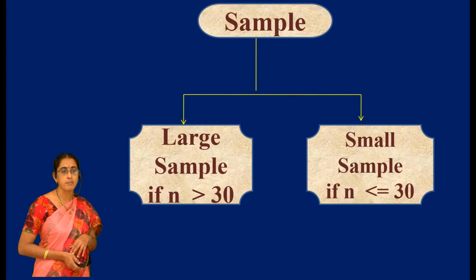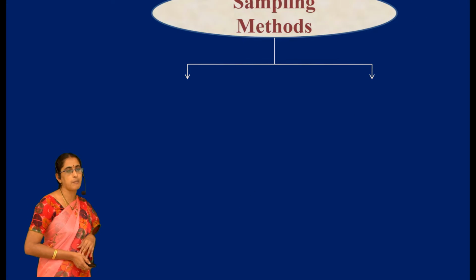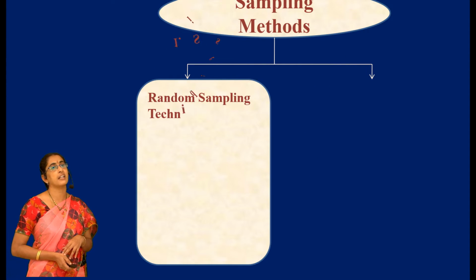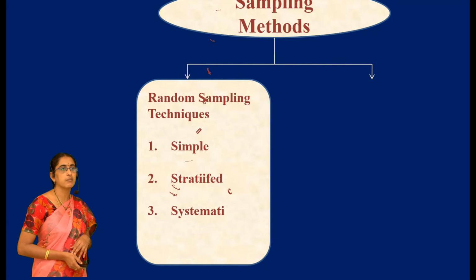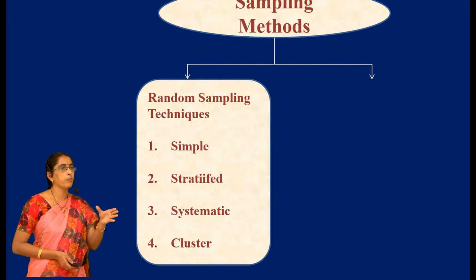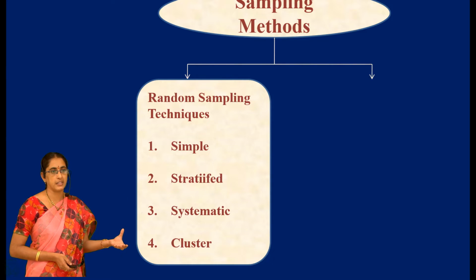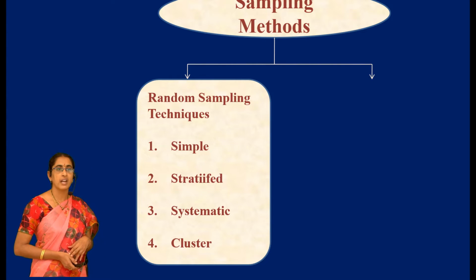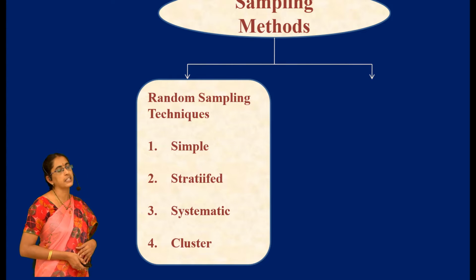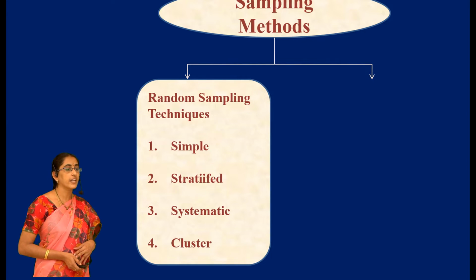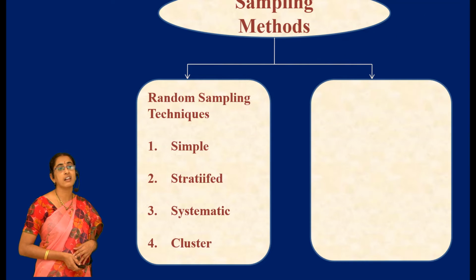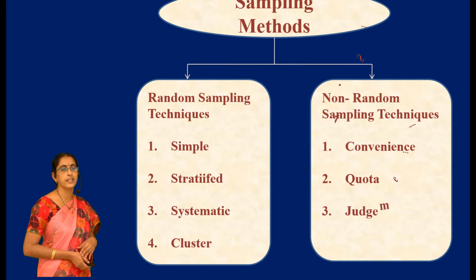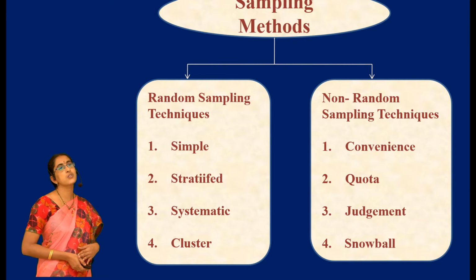Now how do we draw these samples from the population? Using sampling methods. The sampling methods are classified into random sampling methods and non-random sampling methods. Random sampling means that to draw the sample from the population we use a random manner. The different random sampling techniques are simple random sampling, stratified random sampling, systematic random sampling and cluster random sampling. The other way to draw the sample is non-random sampling, whose techniques are convenience sampling, quota sampling, judgment sampling and snowball sampling.